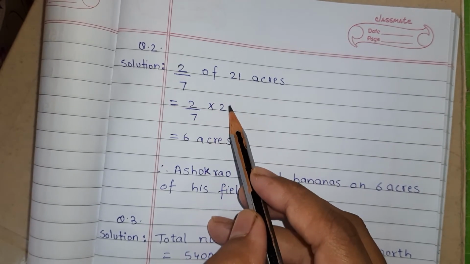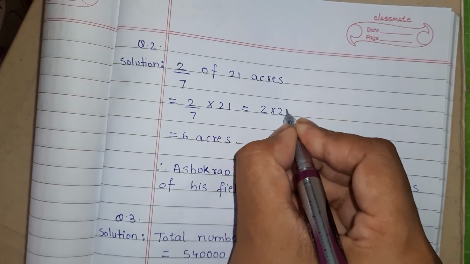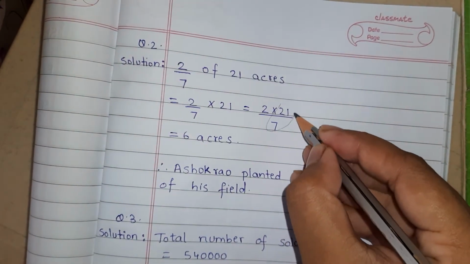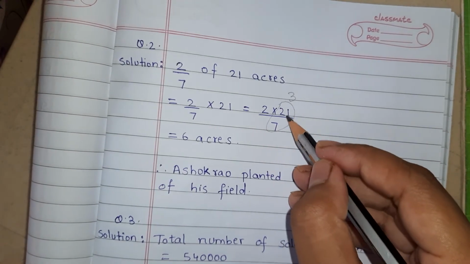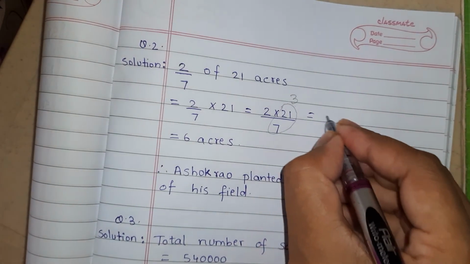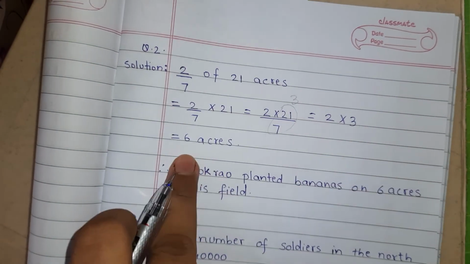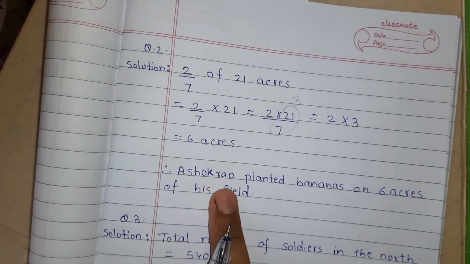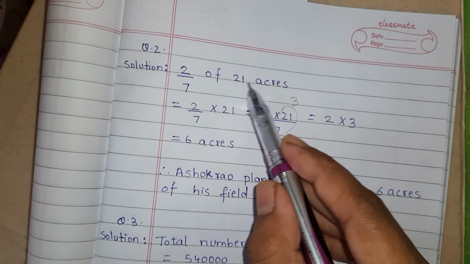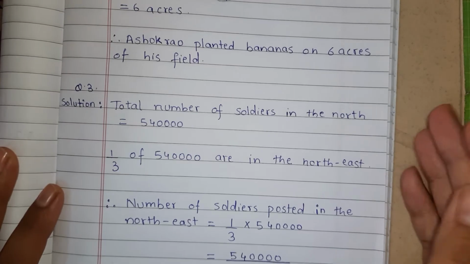So 2/7 into 21. Now this we can write as 2 into 21 upon 7. So division of these two numbers will give us 3. 21 divided by 7 is 3. So we will get here 2 into 3. This division is 3, and 2 into 3 is 6 acres. So Ashok Rao planted bananas on 6 acres of his field. He was having 21 acres of field and he planted bananas on 6 acres of the field.